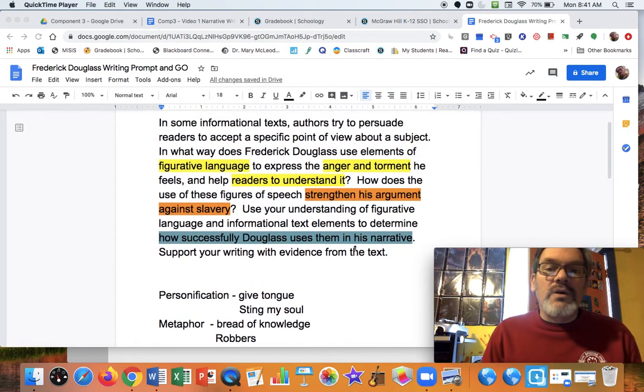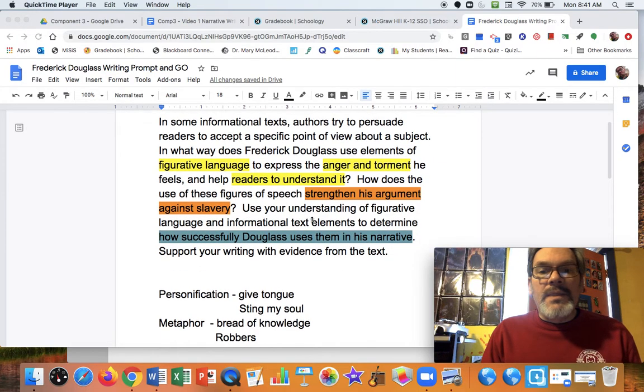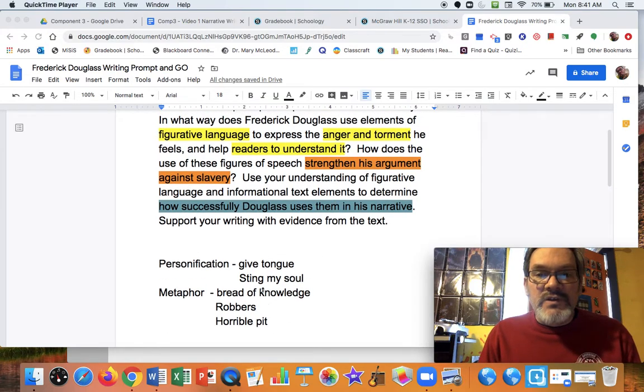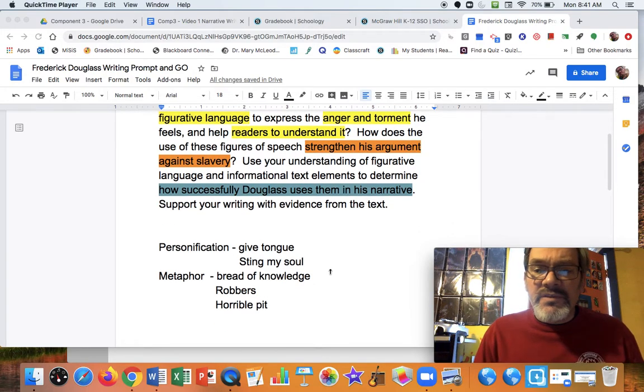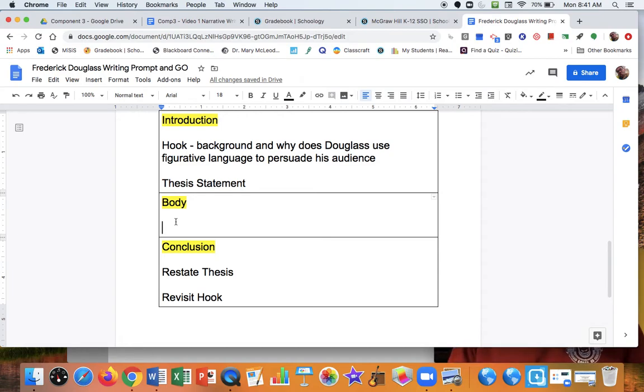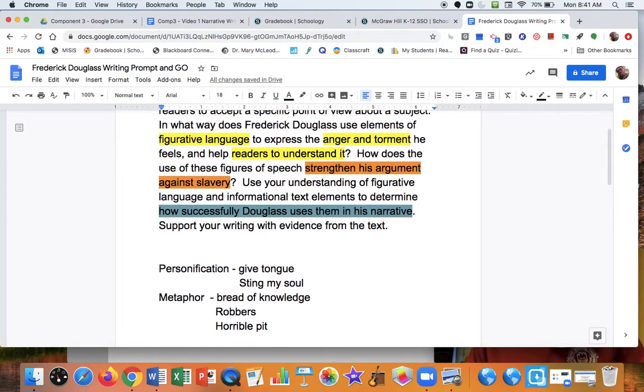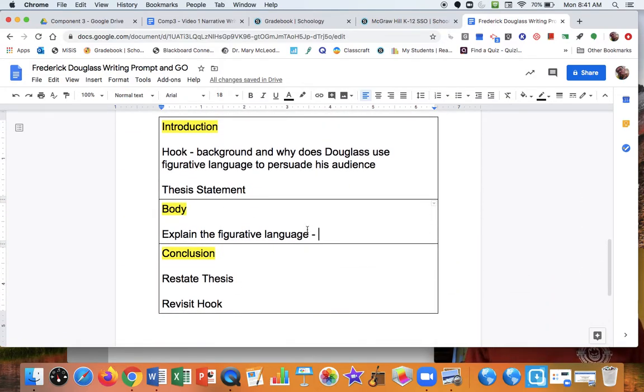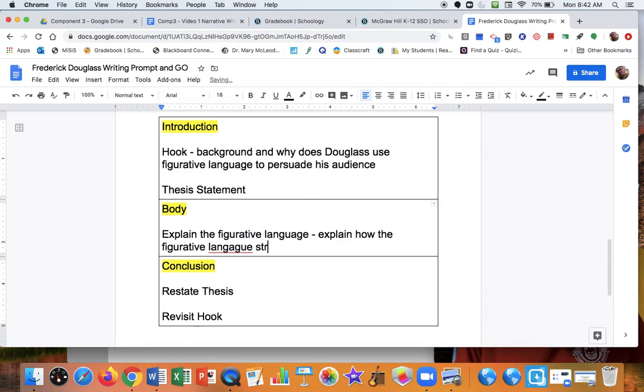Okay, so there we go. You use this to write your introduction, and then we're going to use this. This is the figurative language, and then how does it strengthen his argument? So I would do this. This is something that we don't normally do, but in your body, I would explain the figurative language, and then notice you have to explain how it strengthened his argument. So then I'm going to explain how the figurative language strengthened his argument.